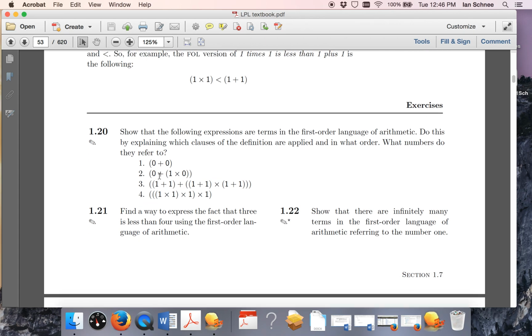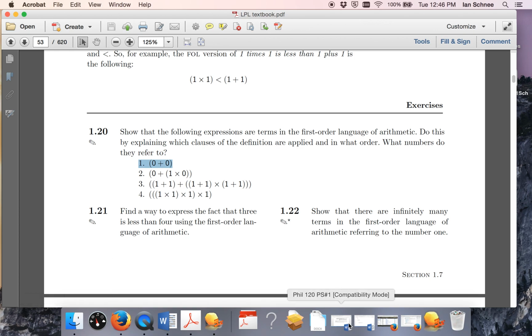So how are we supposed to do this? Let's look at the directions. It says, show that these things are terms, and do it by referring to the clauses in the definition above. That doesn't really make it too transparent what it means. So this is how we do it. Let's take problem number 1. I'll do this one with you. Explain how this expression, 0 plus 0, actually is a term.